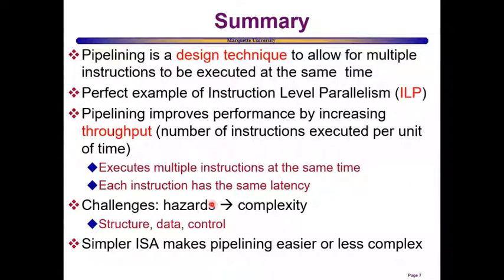There are a couple of challenges related to implementing pipelining, and those are related to a couple of different types of hazards that will lead to an increase in complexity of the design. These hazards include structural hazards, data hazards, and control hazards. Also important to remember that simple instruction set architectures like MIPS or RISC-V, the one that we studied this semester, make pipelining easier or less complex.